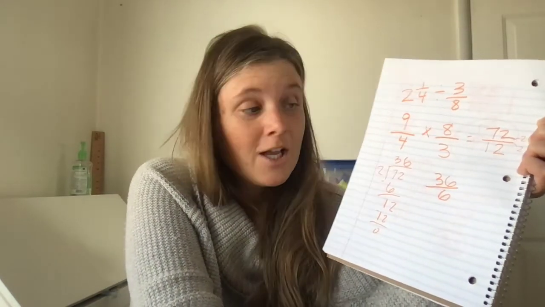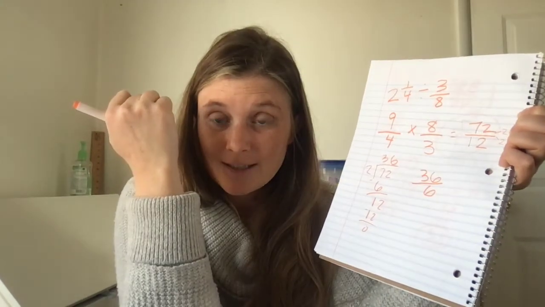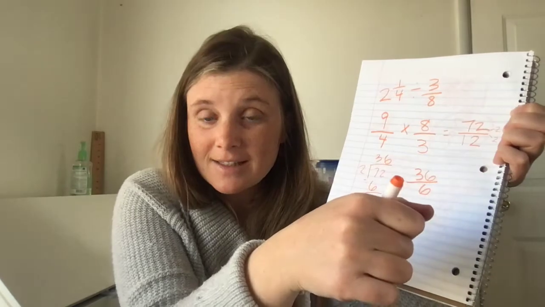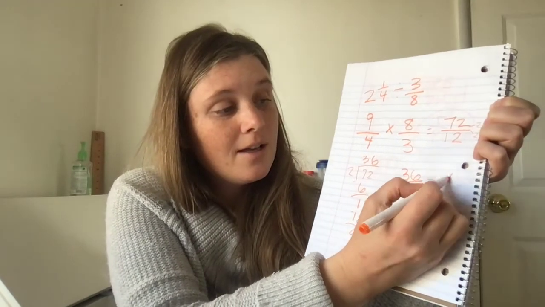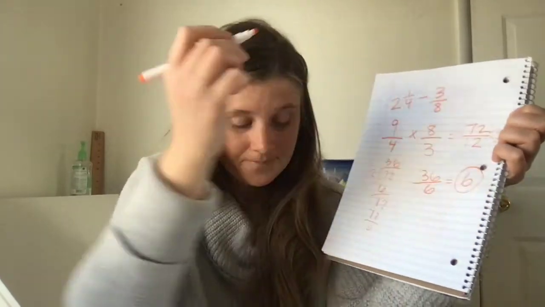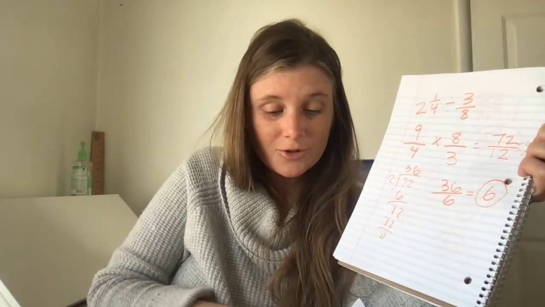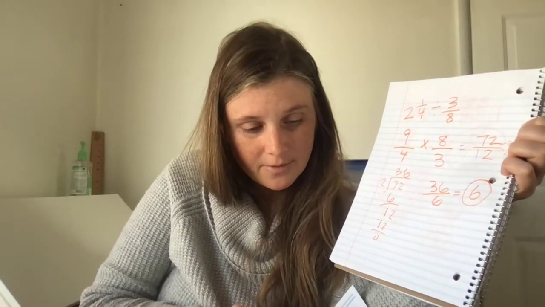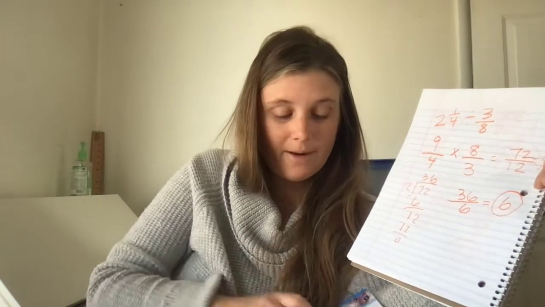Okay. So now we've got 36 over 6, right? Well, what's 36 divided by 6? 6 times 6 is 36. So that's going to equal 6. Okay. All right. Let's just make sure we got that one right. Number 7. Yep, we got it right.